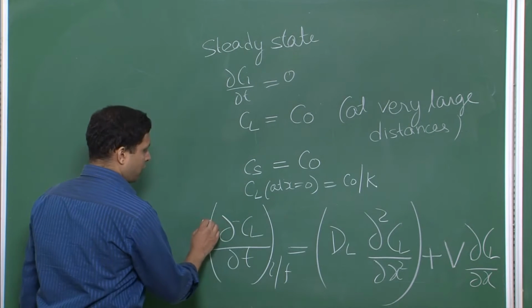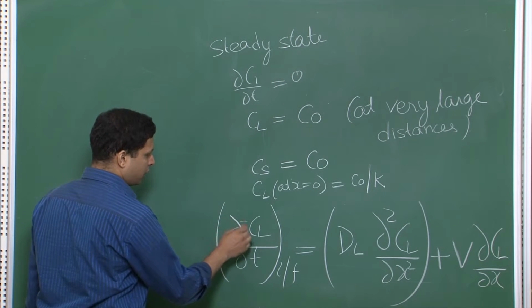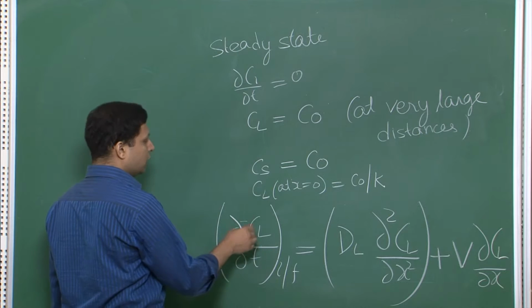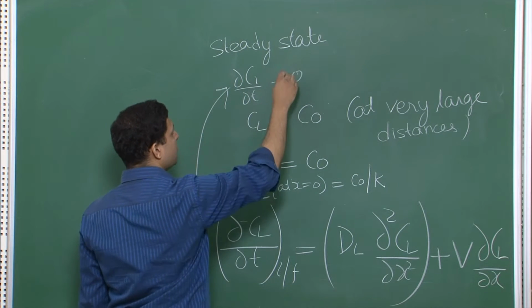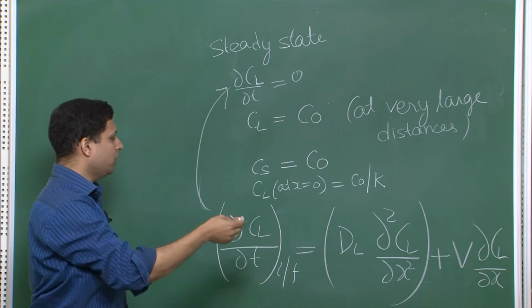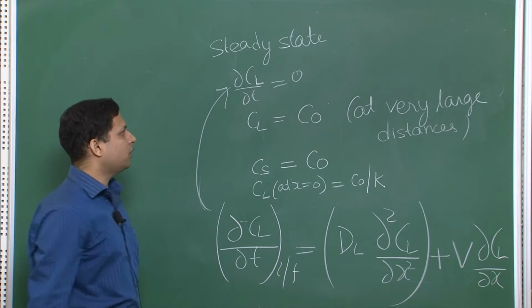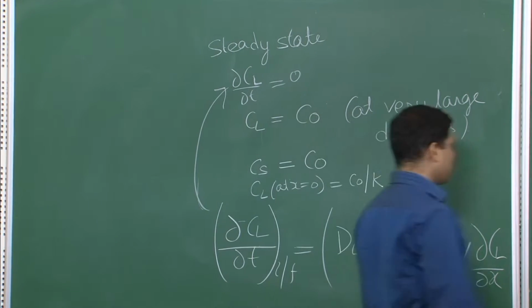And there were two conditions, where there is steady state and where there is transient, depending on whether this is 0 or not. So, we are assuming that this is 0 for the first case, where it is steady state. For the steady state, we are assuming that this is equal to 0, and therefore, we are left with this equation.